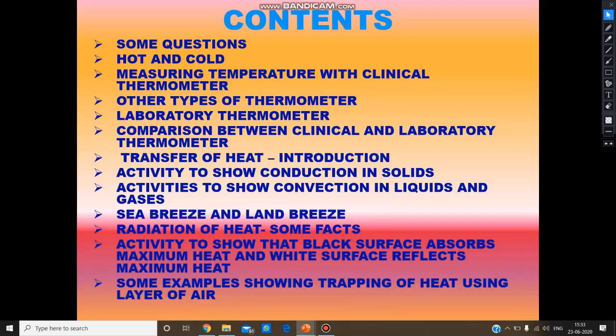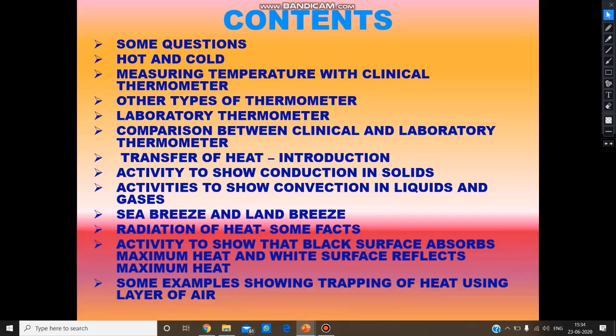Then we will introduce the topic transfer of heat, mentioning the three modes of transfer of heat. They are conduction, convection, and radiation. One activity to show conduction in solids will be discussed. Till here, we will be covering in the first video lesson, and the second video lesson will be covering the remaining topics, which are two activities discussing convection in liquids and gases.